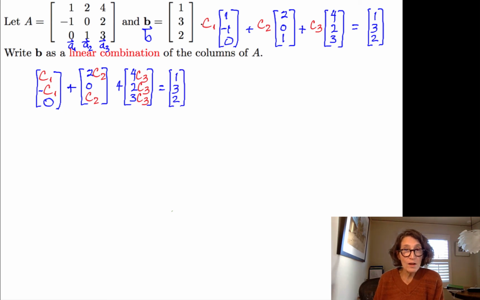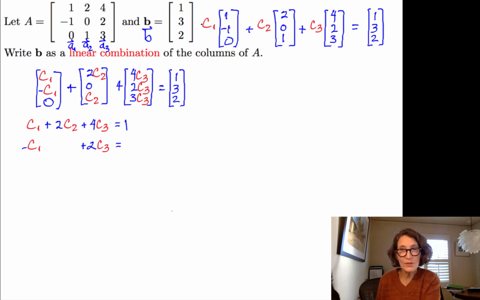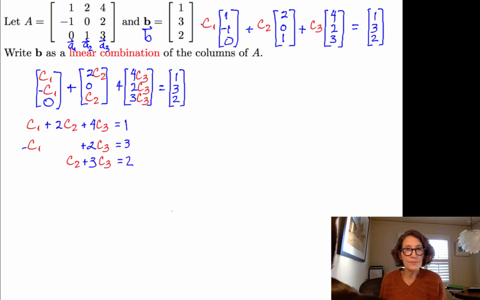And now, if I go across, I see that when I add the corresponding components on the left side, I get C1 plus 2C2 plus 4C3, and that has to be equal to 1. So I get this equation, C1 plus 2C2 plus 4C3 equals 1. The second entry is negative C1 plus 2C3 equals 3. And the third equation is C2 plus 3C3 equals 2.